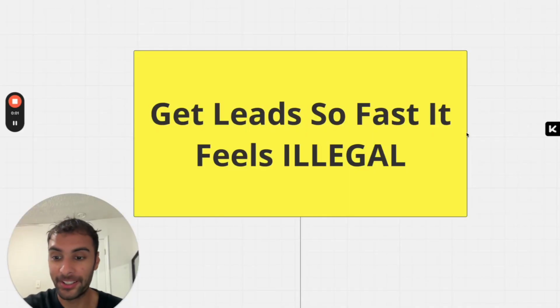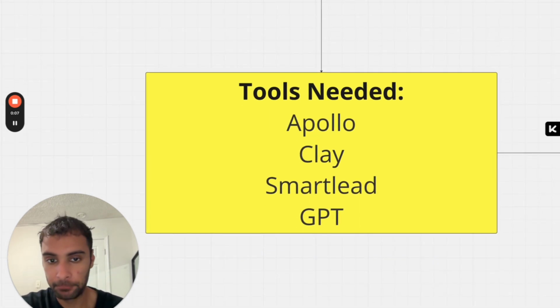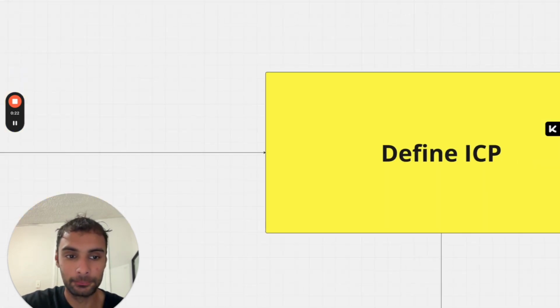Okay, so ladies and gentlemen, here is how you get leads so fast that it feels illegal. Let's get right into it. Here are the tools you're going to need. You're going to need Apollo.io to build a lead list. You're going to need Clay.com, which is a sales tool that allows you to integrate with other sales tools. You're going to need Smartly to send out the emails, and you're going to need good old handy dandy ChatGPT. So let's get right into it.